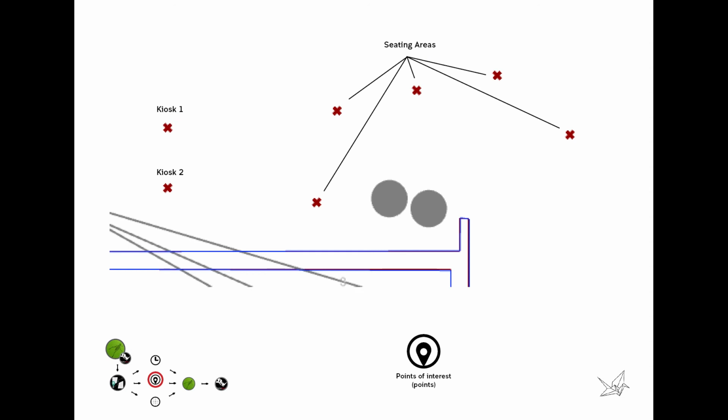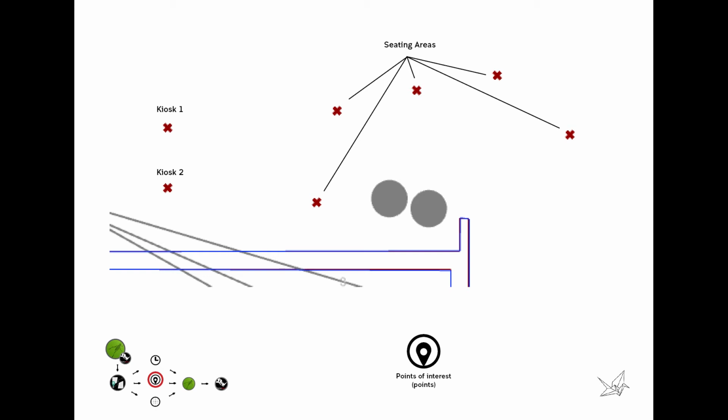Points of interest. These are important as they identify what the agents will visit along the route. And as you can see there's kiosk 1, 2, and seating areas.